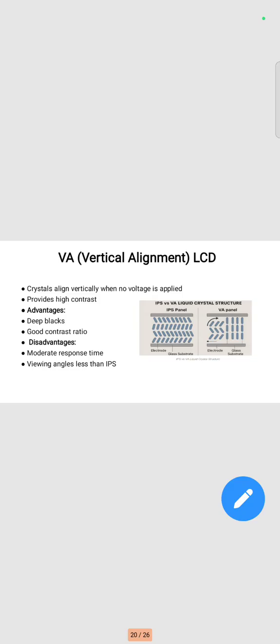And the next one is STN. Okay, what is STN? Super twisted nematic LCD. Here also see the diagram. From this diagram, we will understand how the structure is. This STN is the improved version of TN. It uses a greater twist angle, 180 degrees to 270 degrees. The main feature of STN LCD is better contrast than TN. It's used in calculators and old displays.